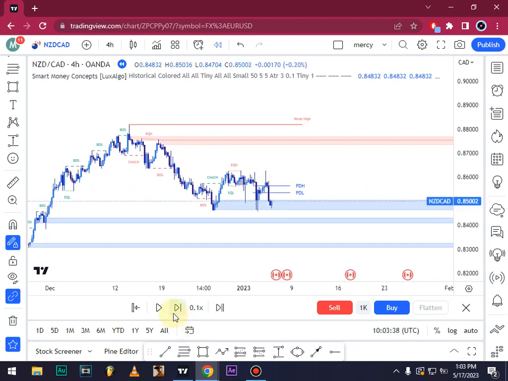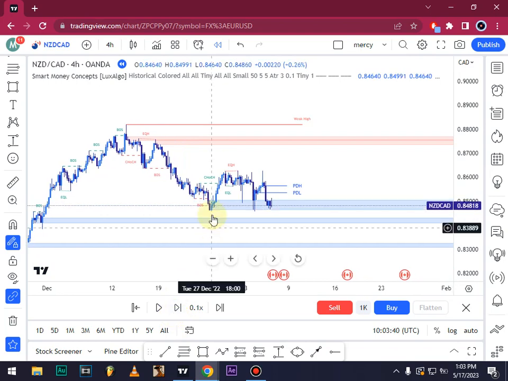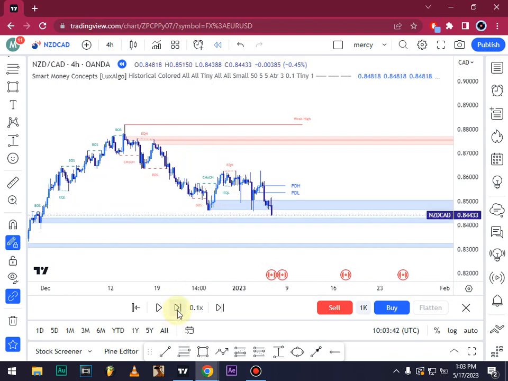Oh, okay, this zone we should, okay, that's broken.